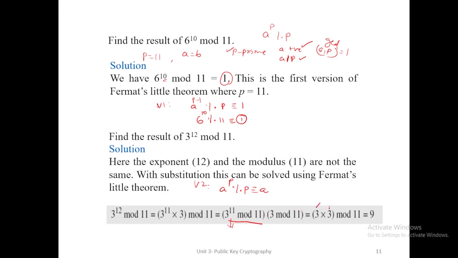And 3 mod 11 is 3. 3 times 3 is 9, so it is also less than 11. So the answer for the second problem is 9.